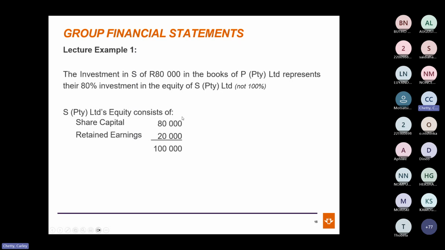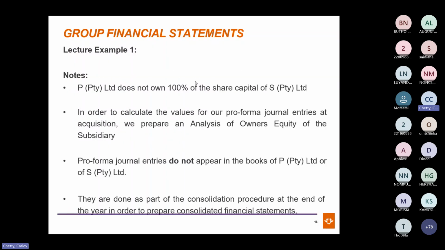So S's equity. If we go back to that statement of financial position, remember they showed the statement of financial position for PTY Limited and S PTY Limited. S has 80,000 Rand in share capital and 20,000 Rand worth of retained earnings. Okay, so this is S's equity. P doesn't own 100% of the share capital of S. Remember we said that P owns 80% because that is what they bought. So it's not a wholly owned subsidiary in this scenario.